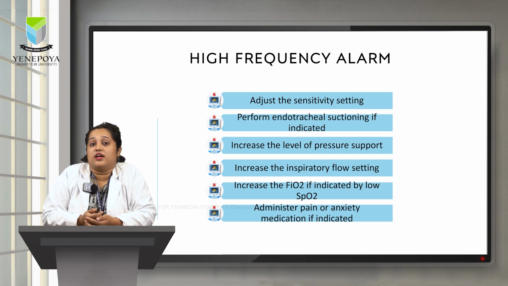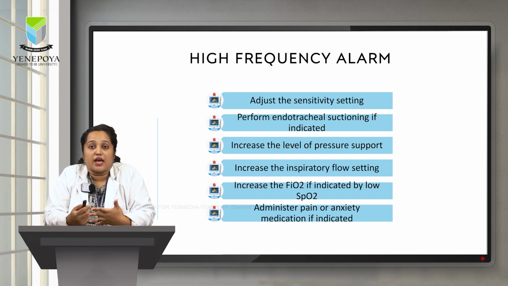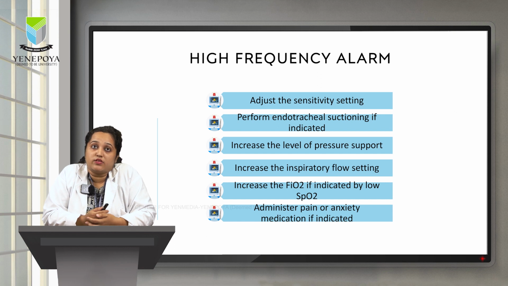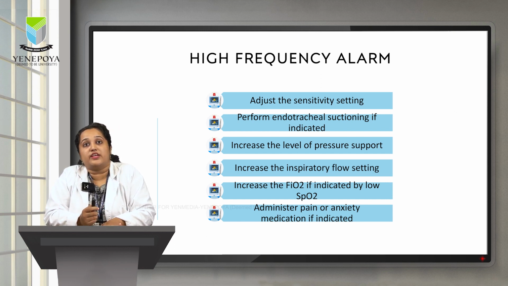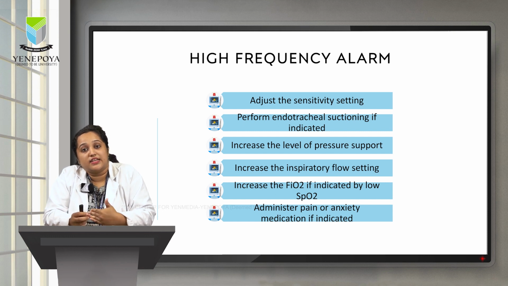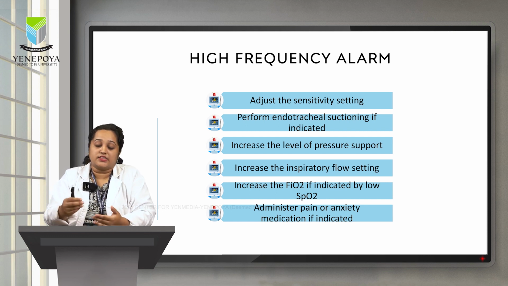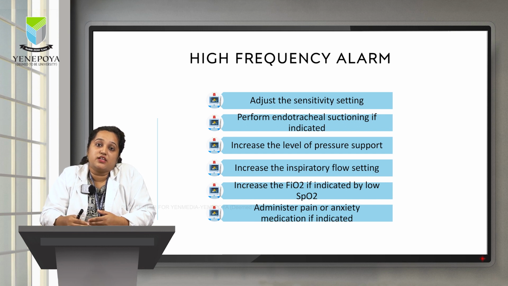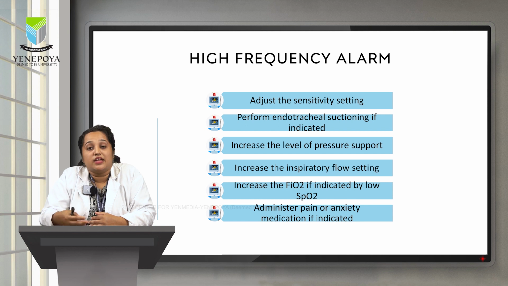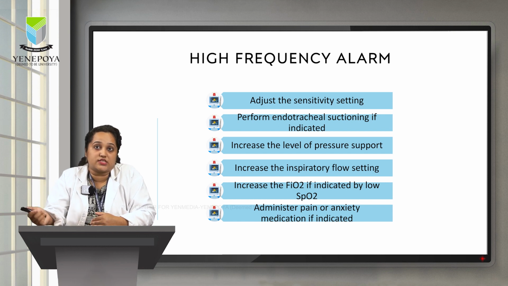Then another common alarm that you are going to see is the high frequency alarm, and this is most of the time associated with a patient who is hyperventilating. A high frequency alarm in mechanical ventilation is triggered whenever the total frequency exceeds the preset high frequency limit. That means if I have set a frequency limit of 40 breaths per minute for a patient, then the patient is maybe breathing at 60 breaths per minute or maybe even 42 breaths per minute. That is when you are going to see the high frequency alarm.